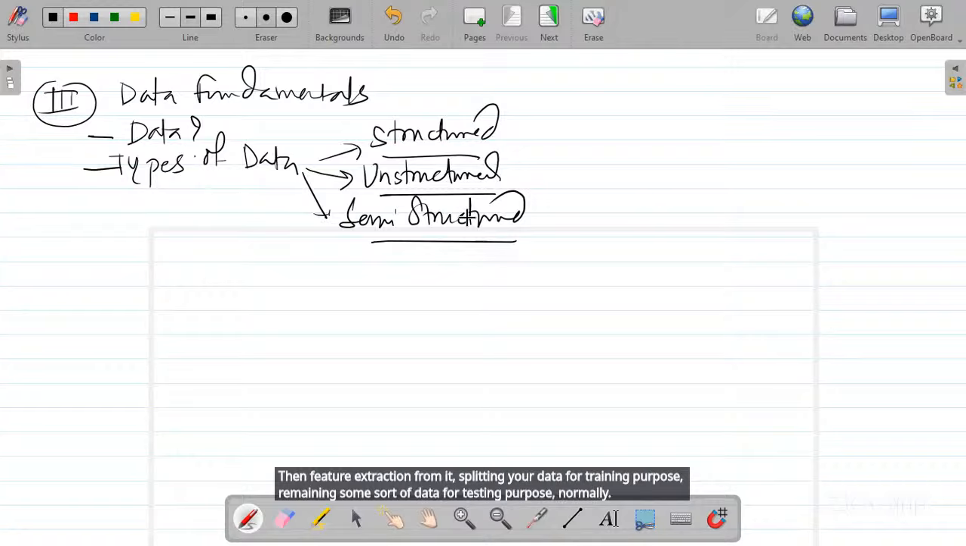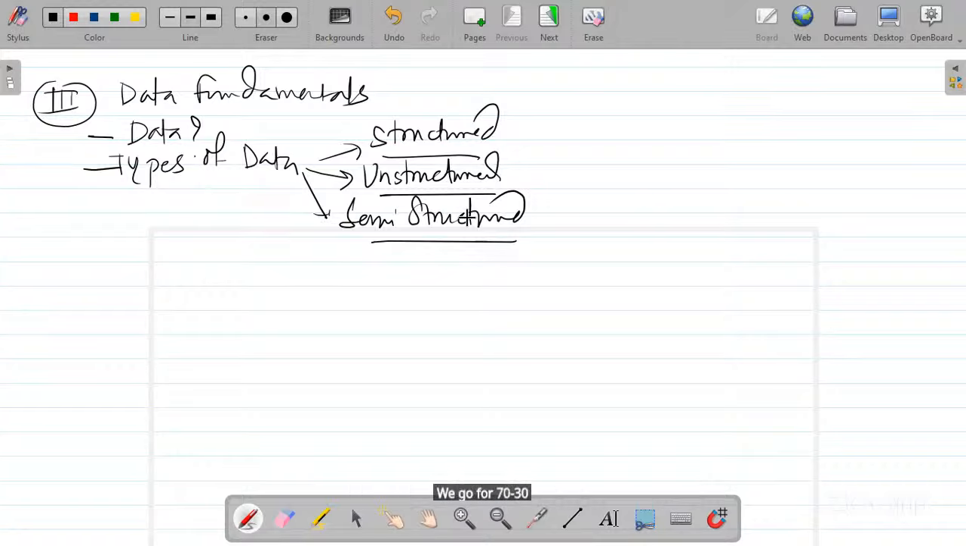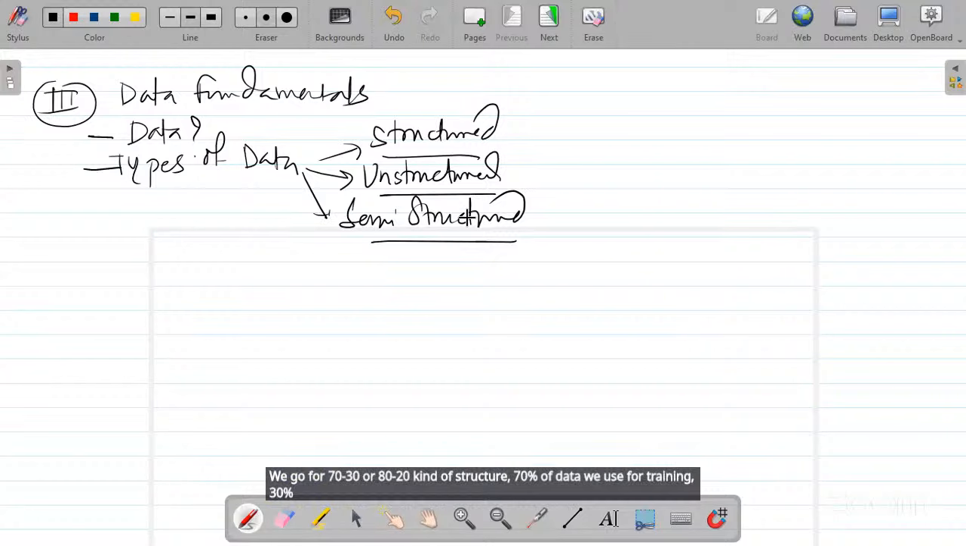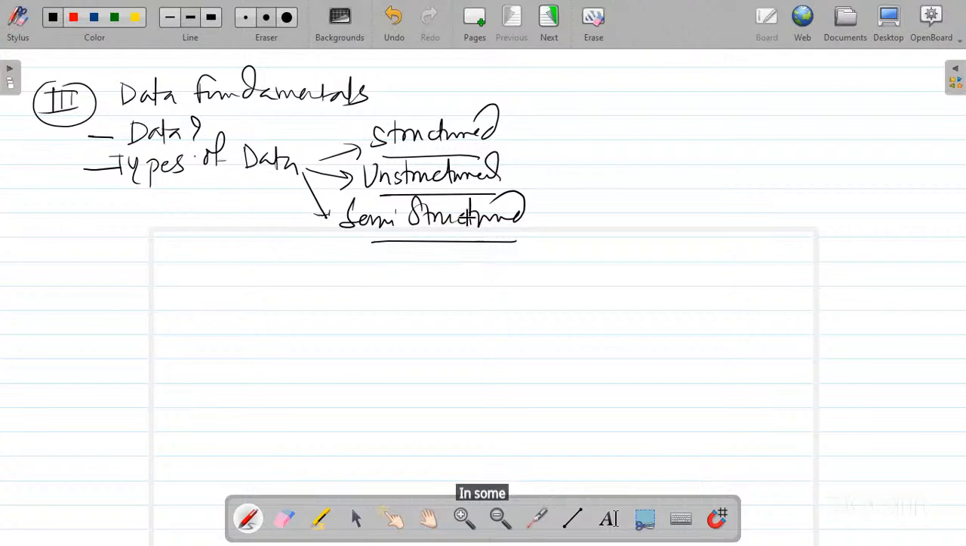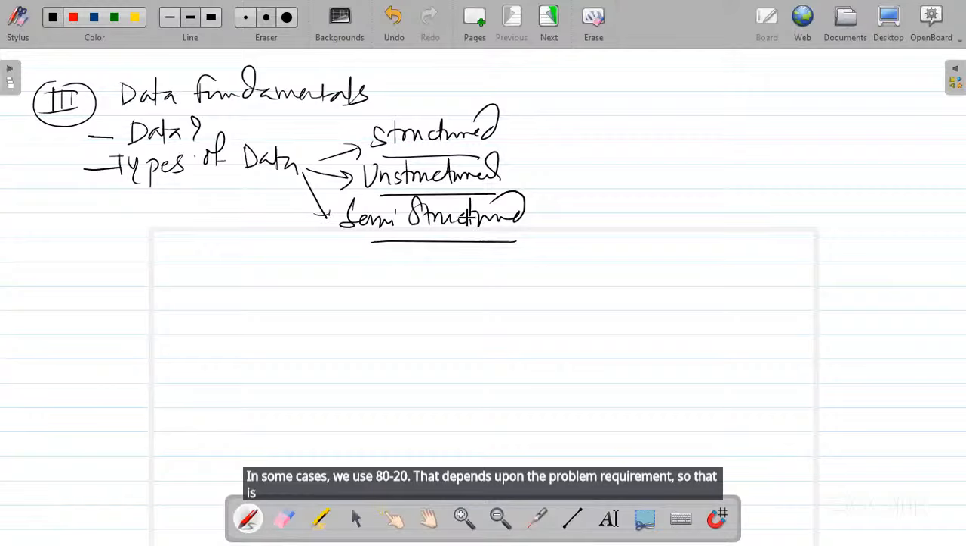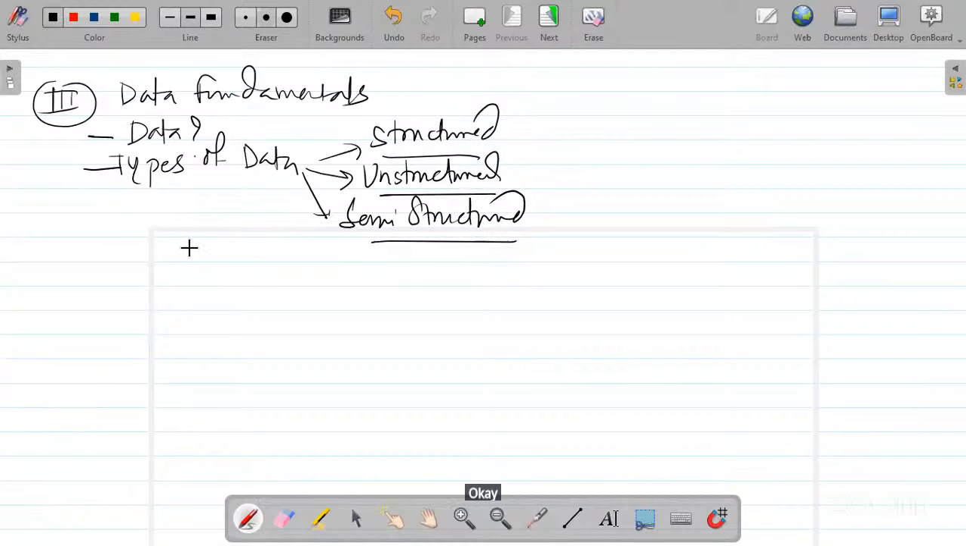Normally we go for a 70-30 or 80-20 kind of structure. 70% of data we use for training, 30% we use for testing. In some cases we use 80-20. That depends upon the problem requirement, so there is no fixed rule. Okay, so data pre-processing concepts.